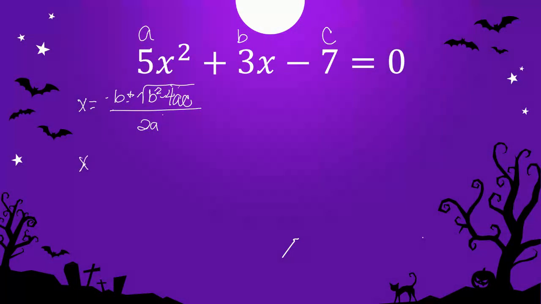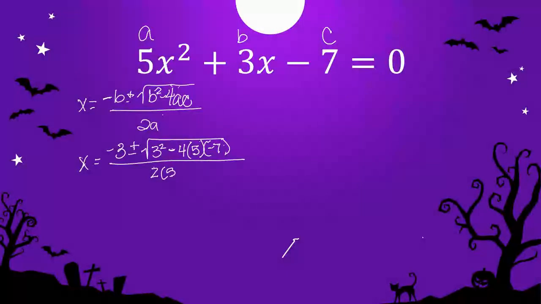So I'm going to start with the opposite of b. This is negative b, so negative 3 plus or minus the square root of b squared. So 3 squared minus 4 times a, which is 5, times c, which is negative 7, all over 2 times a, which is 5. Okay, so I have now filled everything in.